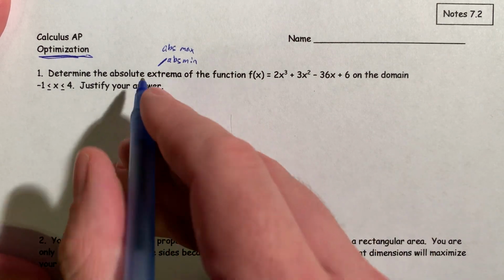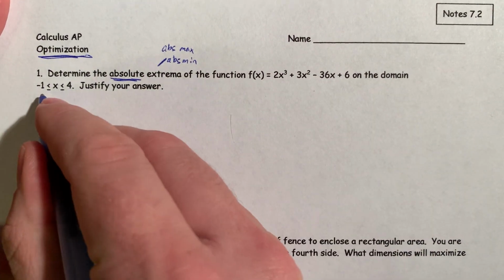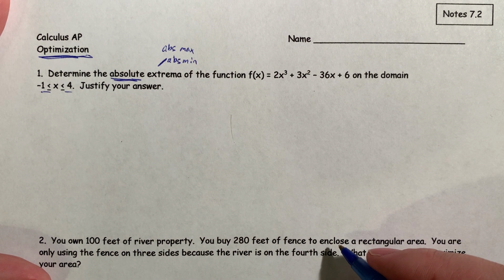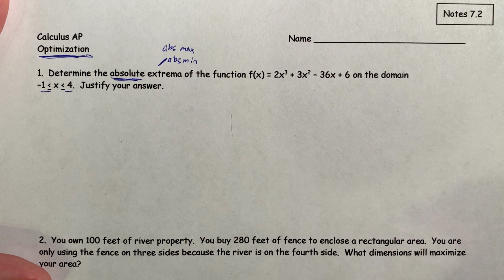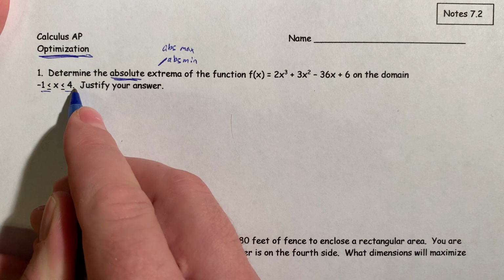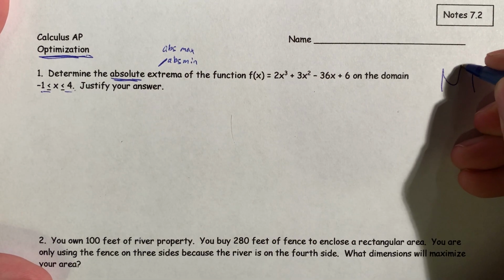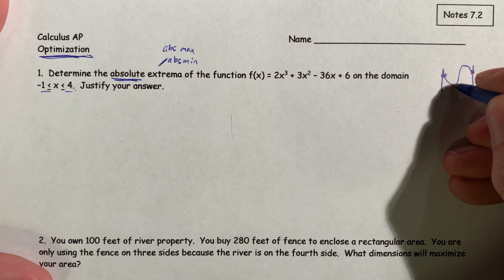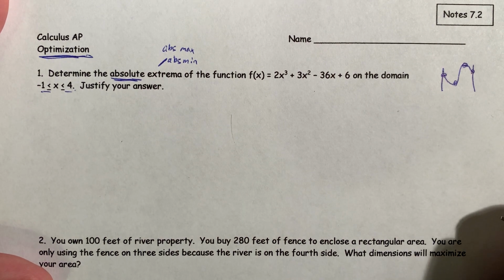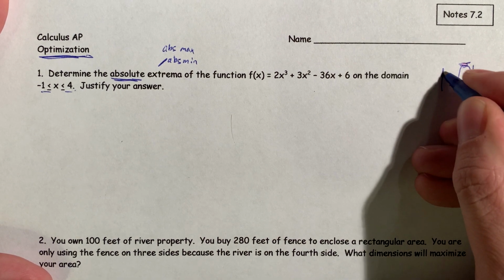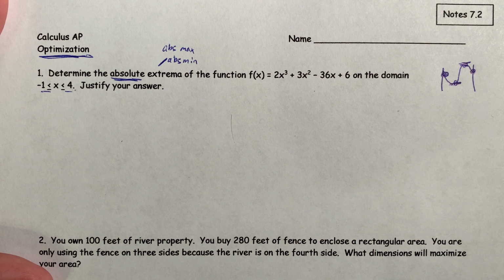What we should notice here is absolute maxes and mins on a closed domain. We're going to use the extreme value theorem, which is the candidates test. The extreme value theorem says when we have a closed interval and a continuous function, we are guaranteed to have an absolute maximum and an absolute minimum either at the critical values or the endpoints. Those are the only places it can happen, and so those are our candidates.